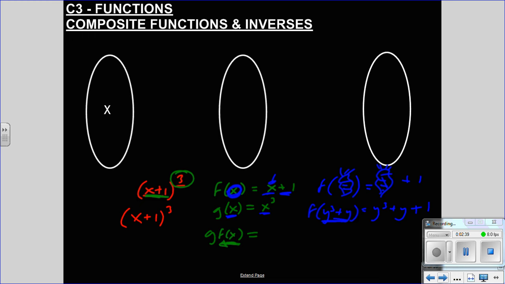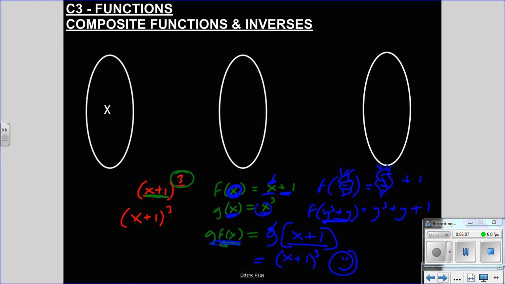So let's apply the same logic here with g f of x. If I've got g, remember I'm always working inside out, f of x was x plus 1, keeping that g on the outside. Now g of whatever is always whatever cubed. So g of x plus 1 must be x plus 1 all cubed, see? And there's your composite function.